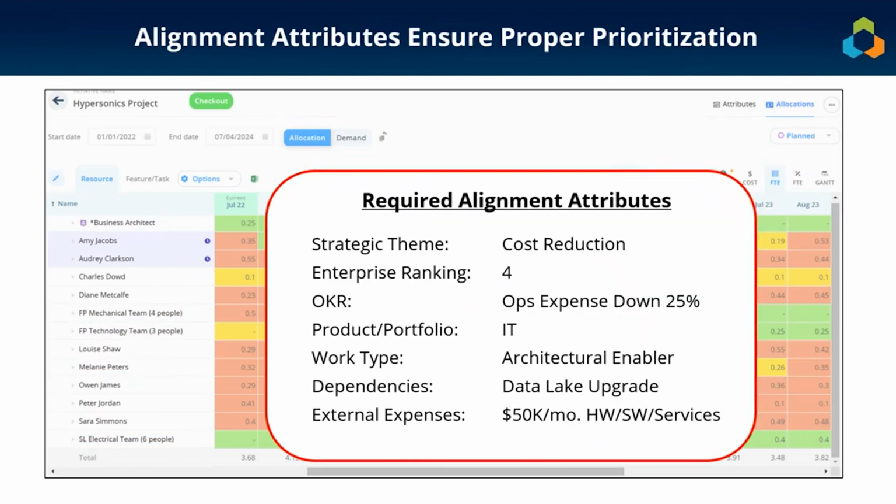Other things that PMs need to be doing is they need to be smart about their portfolio alignment attributes, whatever they may be, unique to your organization: strategic themes, strategic business objectives, OKRs, dependencies, those kinds of things. You need to be tracking those. It's important that your capacity be viewed and coordinated from this perspective so that portfolio knows how to prioritize your work and the people that are assigned to it.